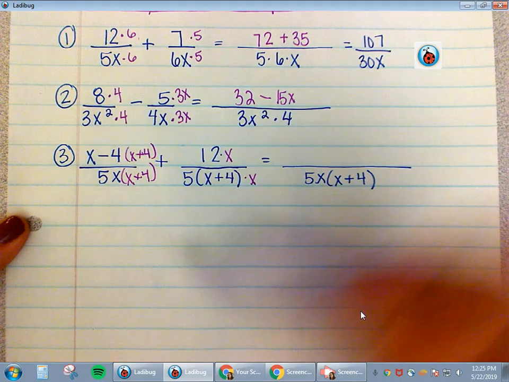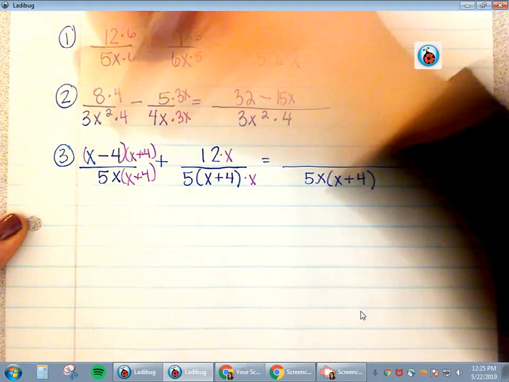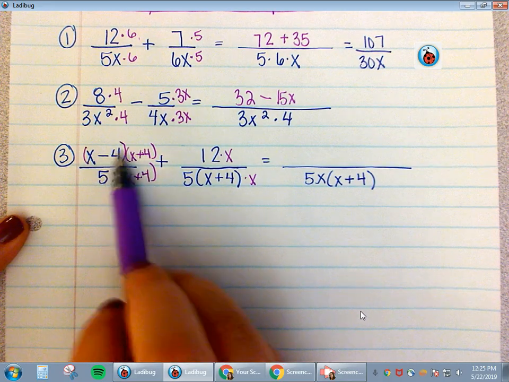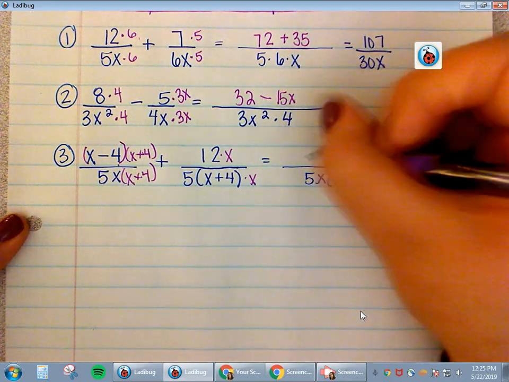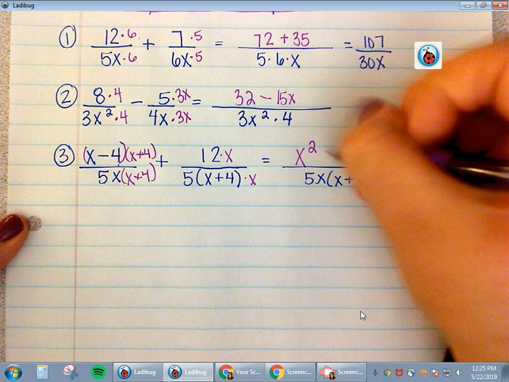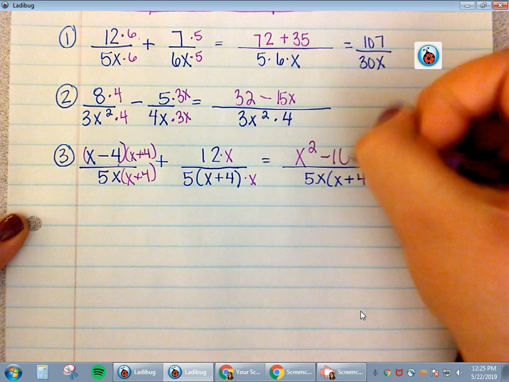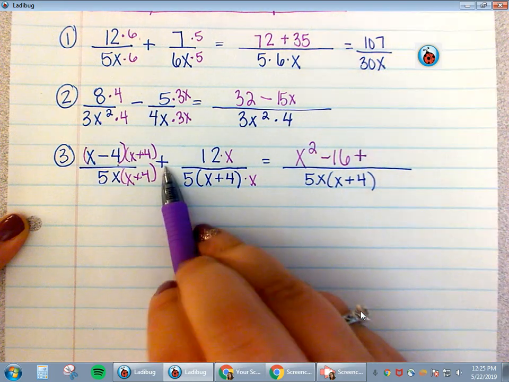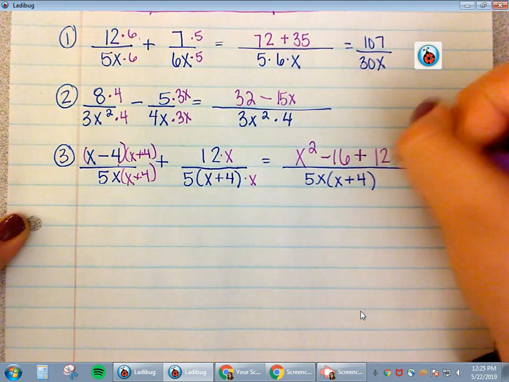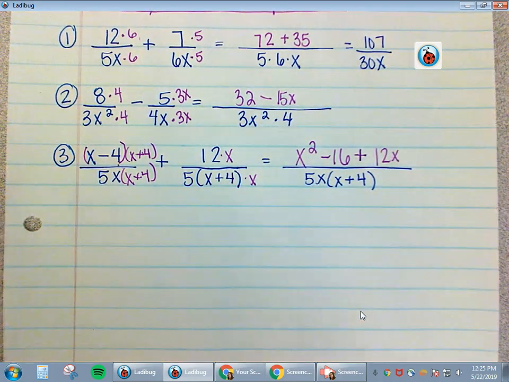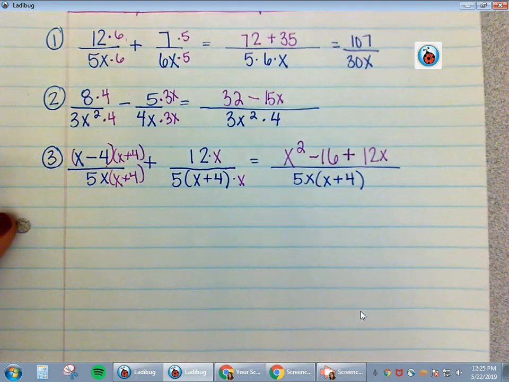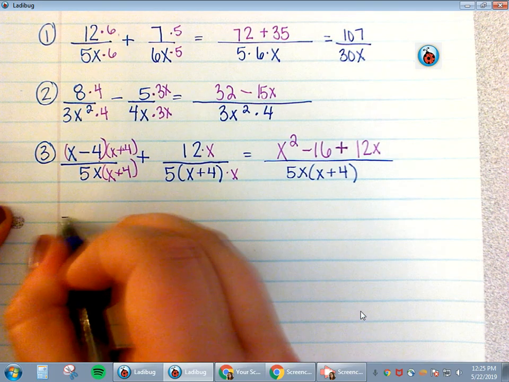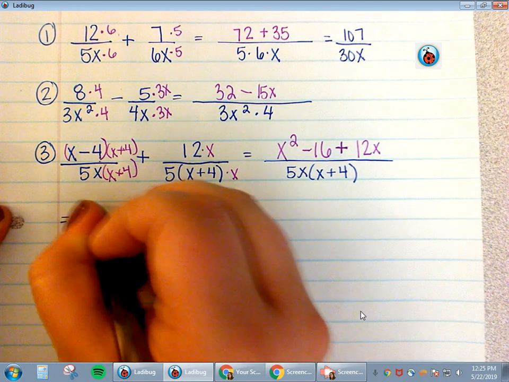So this guy, I can put some more parentheses in here and see this is a FOIL. We would have had x squared plus 4x minus 4x minus 16. So that is a difference of squares, x squared minus 16 for the first guy. And then plus 12x. Let's clean it up a little bit on top. We can look to see if there's anything else we can do. I'm going to rewrite it over here, but put it in standard form.